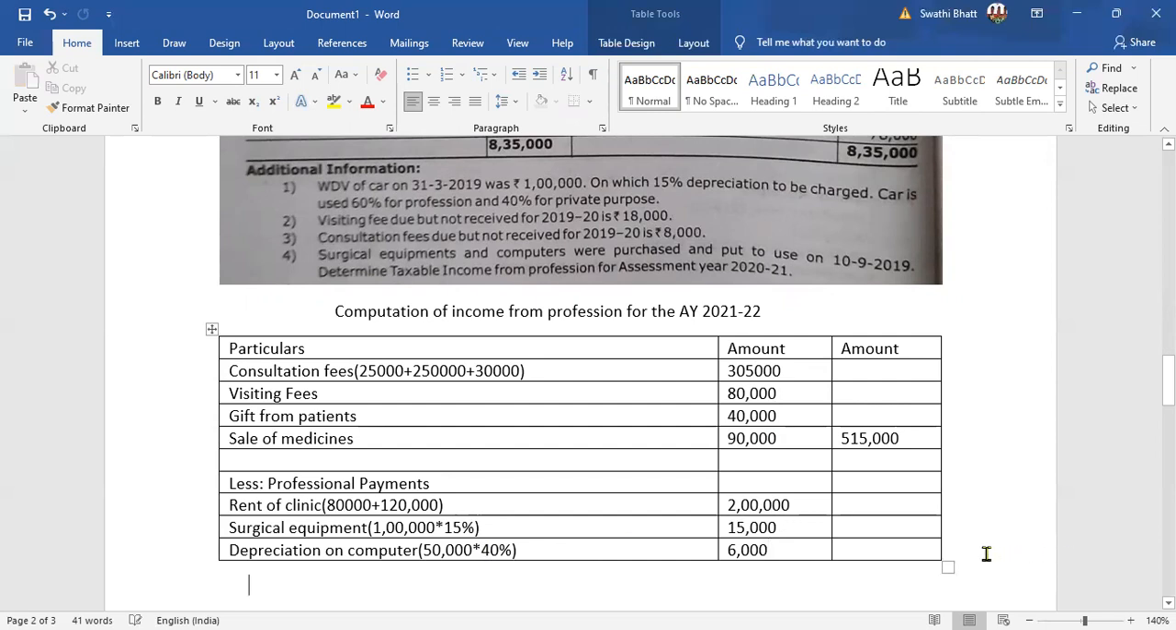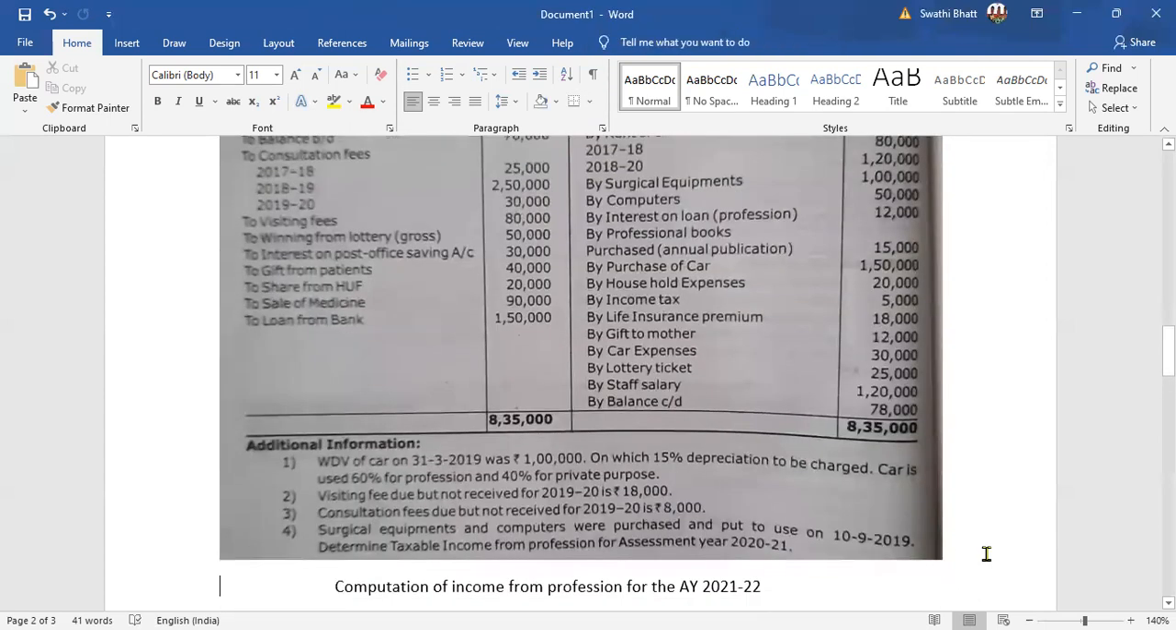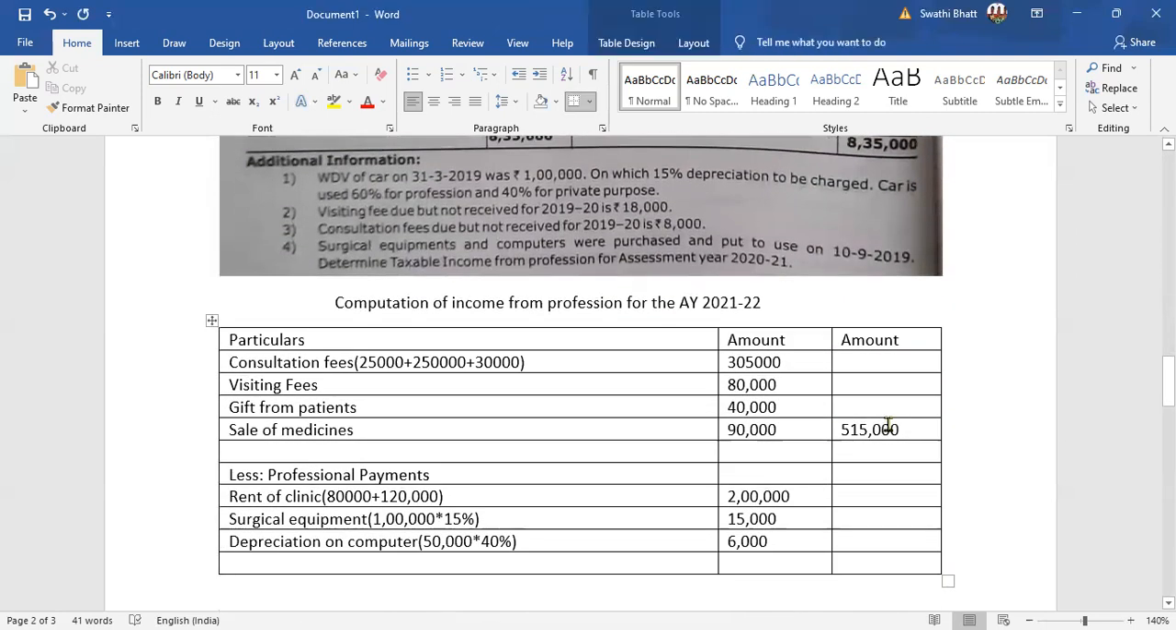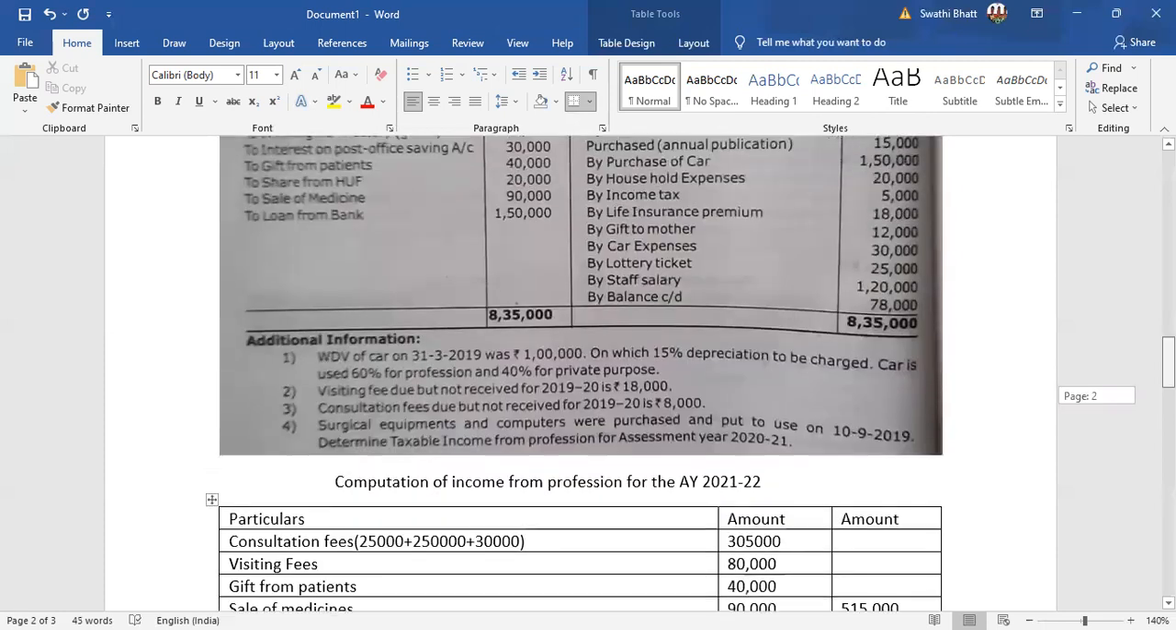The next item that we have over here in the question is interest on loan. It's related to the profession. So whatever interest you're paying on a loan that you have borrowed for professional purposes is definitely related to the profession. So you can deduct it. Interest on loan, and the amount is 12,000. If it was taken for personal purpose, you cannot deduct it. But if it is taken for professional purpose, you can deduct the same.